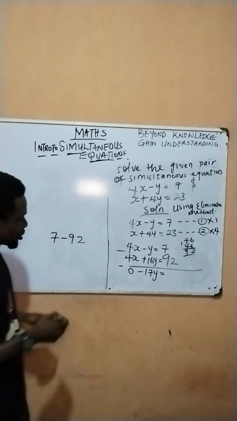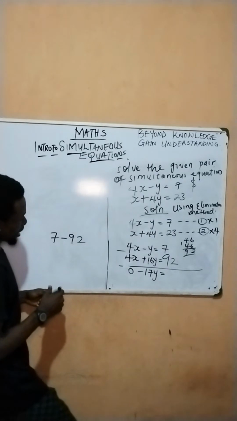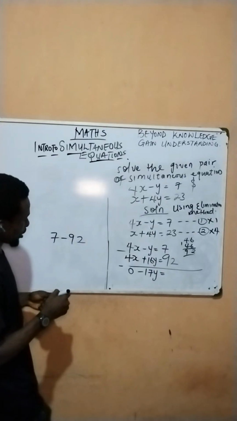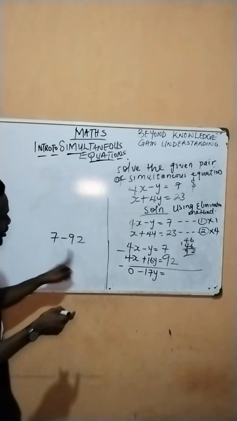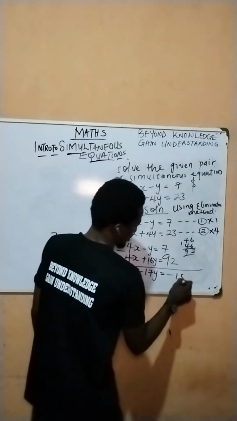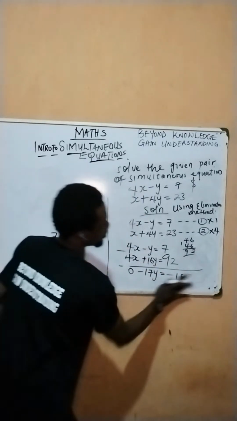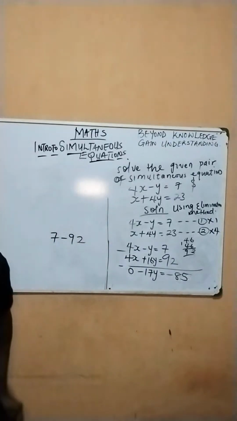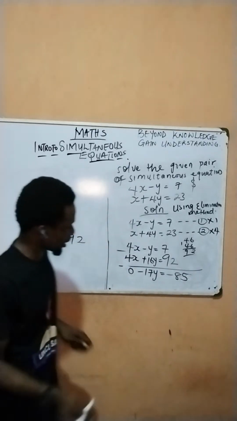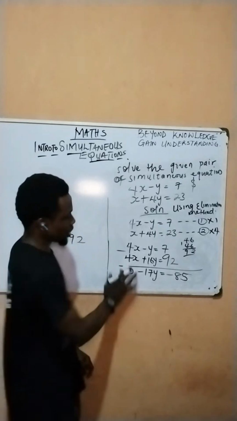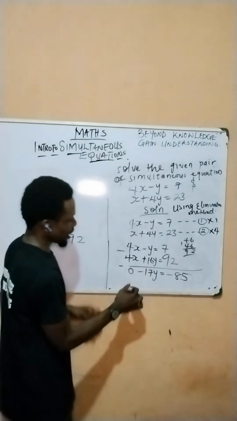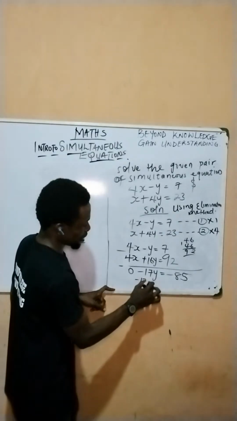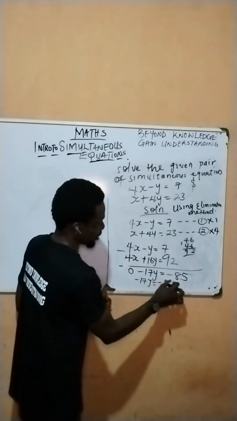92 minus 7 is going to give us 85, I think. Yes. It's going to give us minus 85. Now that it has given us minus 85, what are we going to do? We simplify this side. If we simplify here, it's going to give us minus 17y is equals to minus 85.